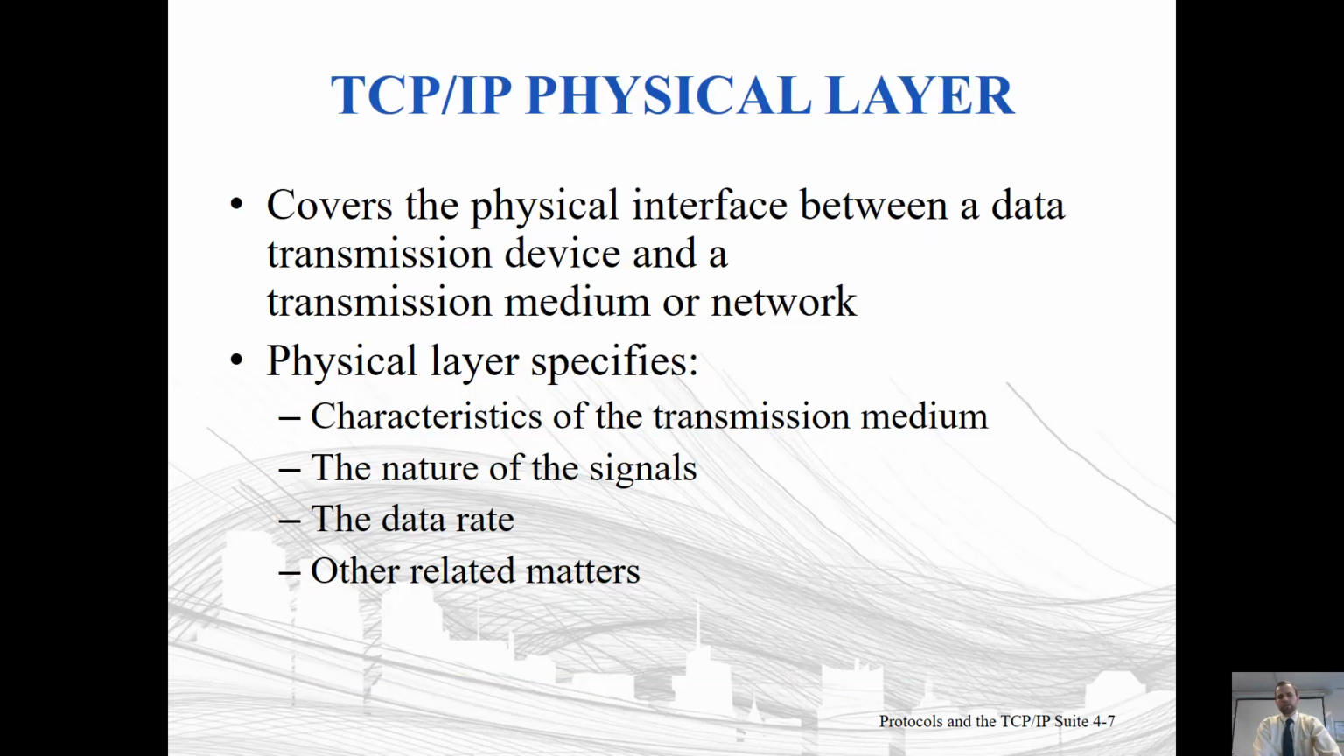So the physical layer, just to get a little deeper into it, covers the actual physical interface between a data transmission device and a transmission medium or network. The physical layer will specify the characteristics of the transmission medium, the actual nature of the signals, and the data rate at which the data will be transmitted. So whether it's 5 megabits per second, 10 megabits per second, or 50 megabits per second, and other related matters.